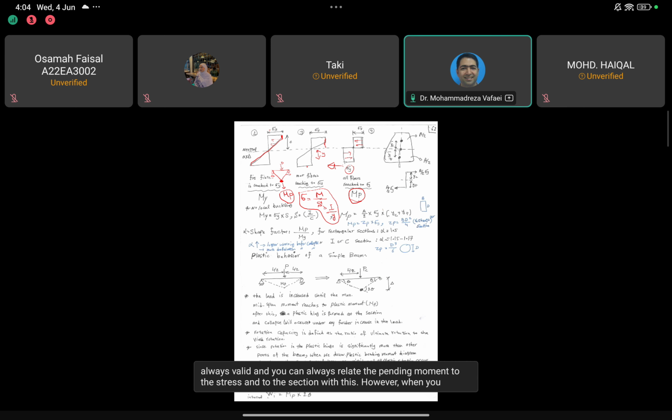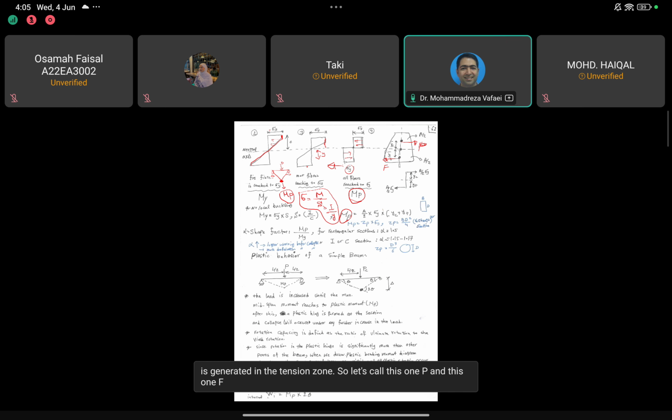However, when you reach Mp, this is the time that this equation is not valid anymore. And you need to calculate the value of Mp based on the area above and below your line. The moment that you reach Mp, again, the balance in the force is there. So that means the force that is generated in the compression zone equals the force that is generated in the tension zone. So let's call this one P and this one F.